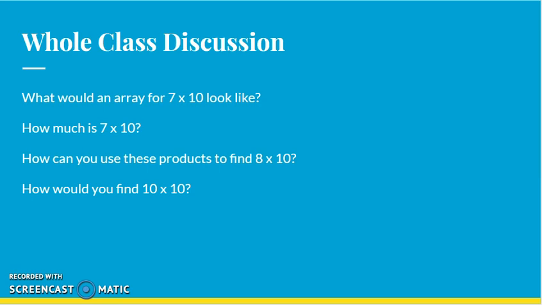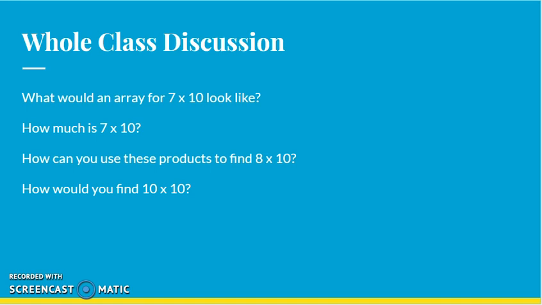10, 20, 30, 40, 50, 60, 70. We could use that. We could do, again, 7 rows of 10. We could do 7 groups with 10 in each group. So how much is 7 times 10? It would equal 70.